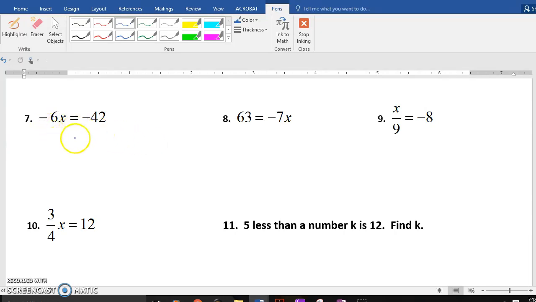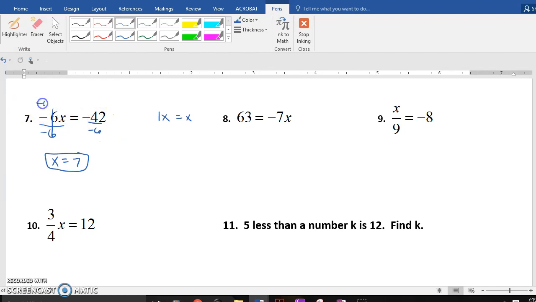Now, 7. Whenever we solve multiplication, we want this to end up being equal to 1x. Okay, now we know 1x is equal to x. But whatever I get rid of linked by multiplication or division, when I get rid of it, the result should be 1. So what could I divide negative 6? Well, first off, negative 6 and x are linked by multiplication. What could I divide this by for that to be equal to x? Well, negative 6 divided by negative 6, that simplifies to give me 1x. Whatever I do to the left side, I do to the right side. Negative 42 divided by negative 6 gives me 7.